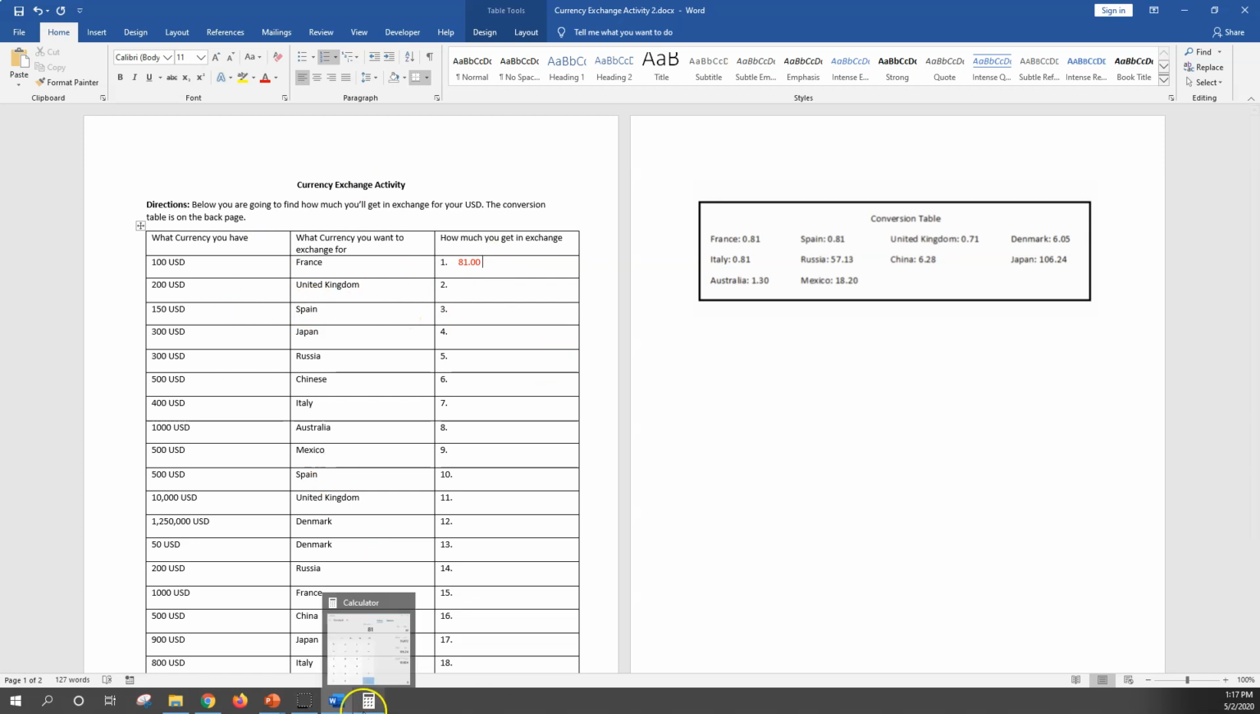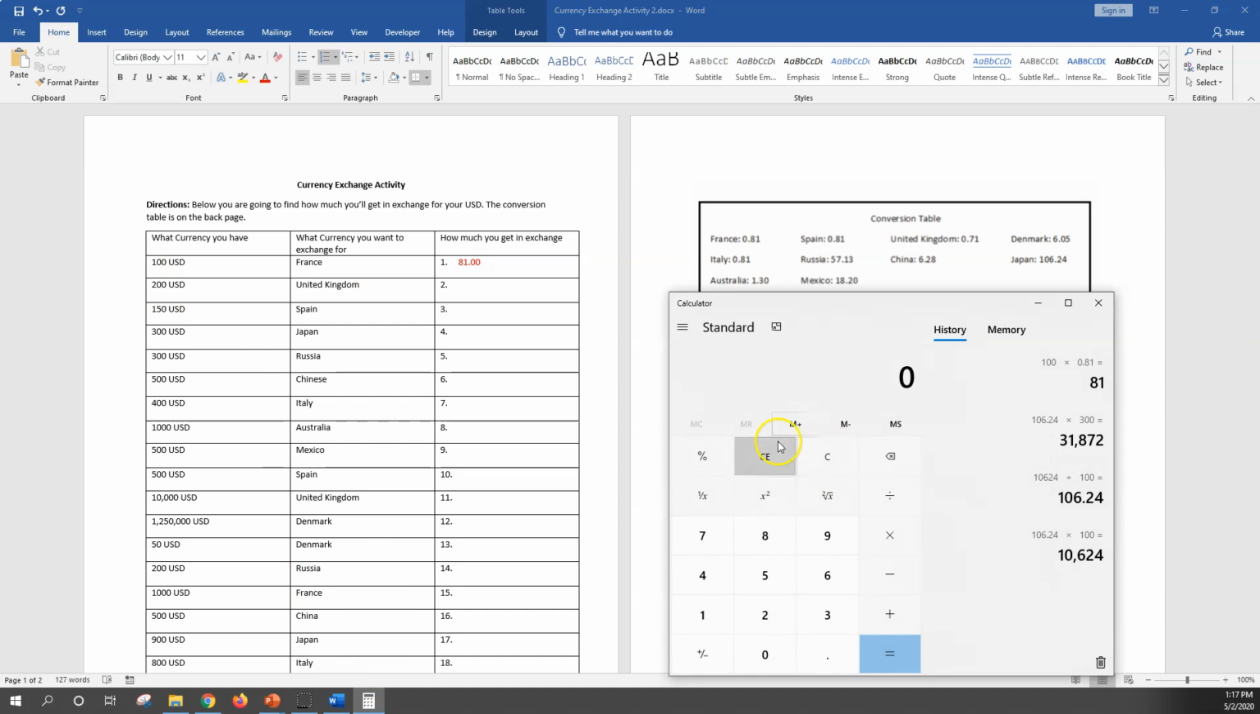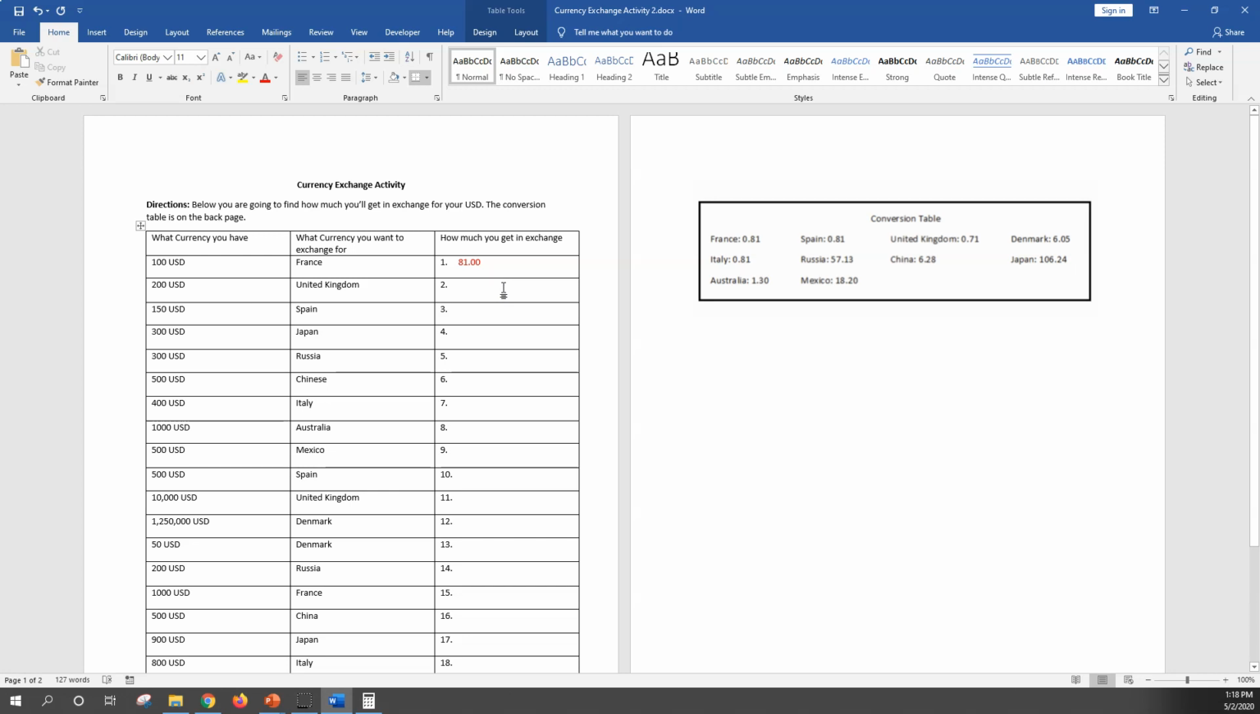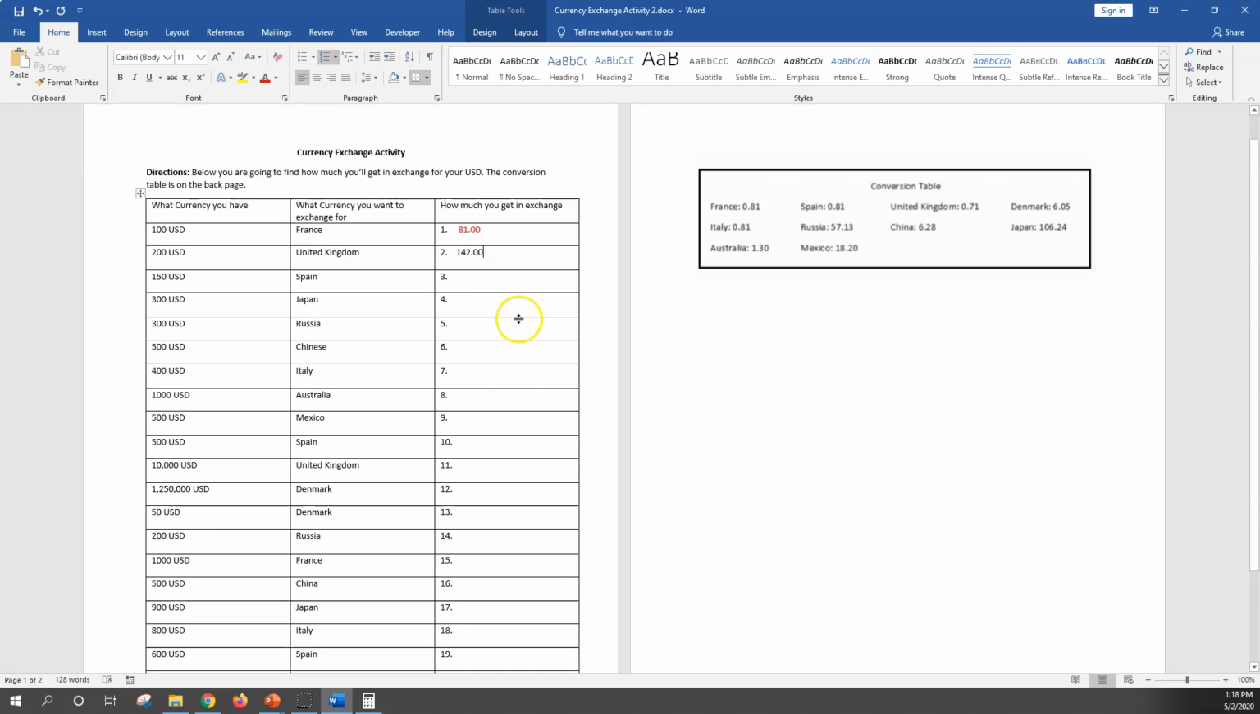Same thing for here with the United Kingdom. We started off with 200 USD, so let's clear that out real quick. We have 200 United States dollars. Let's multiply it by 0.71 for United Kingdom pounds, which means we're getting 142 pounds out of it. Make sure you guys include the 0.00, etc., so that way I know what you mean by it.